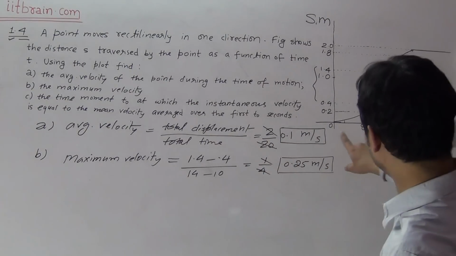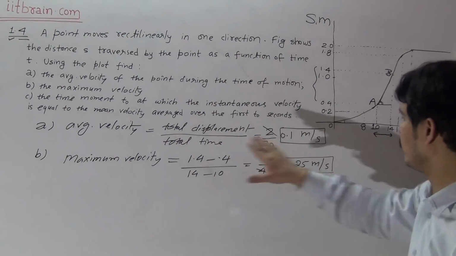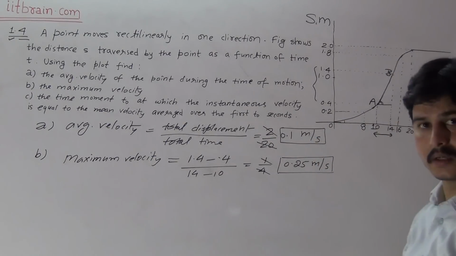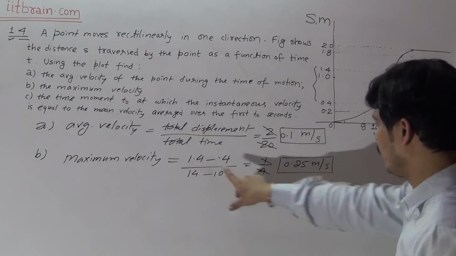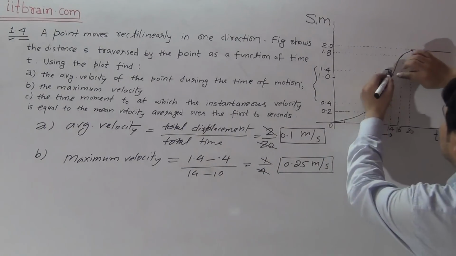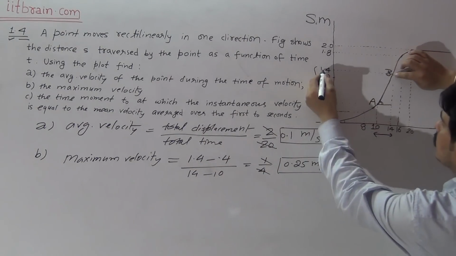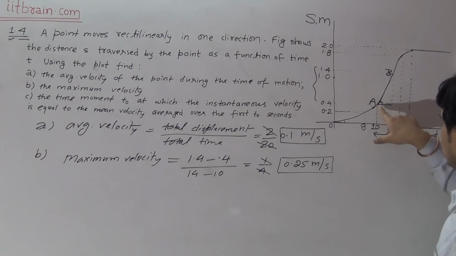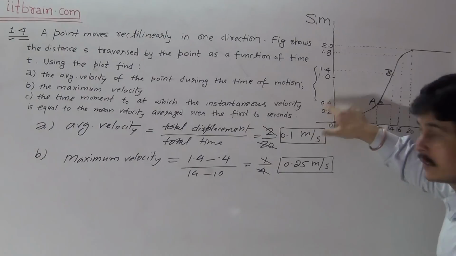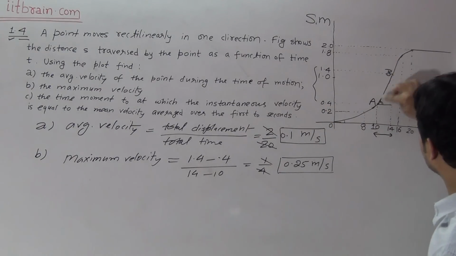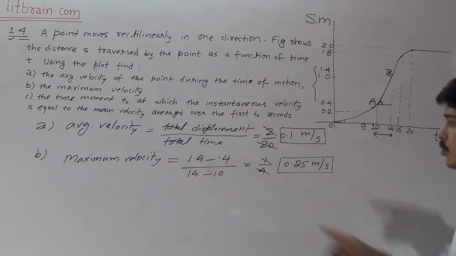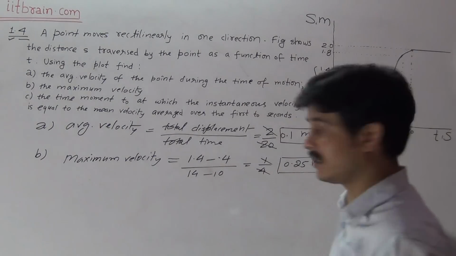So in this complete journey of 20 seconds, average velocity is 0.1 meter per second, but maximum velocity on the basis of this graph will be at 1.4. This is the last position of the particle in the maximum slope part, 1.4 meter, and it starts from 0.4 meter. So the distance covered by the particle in this straight part is 1 meter, and the time taken is 4 seconds. So maximum velocity is 0.25 meters per second.